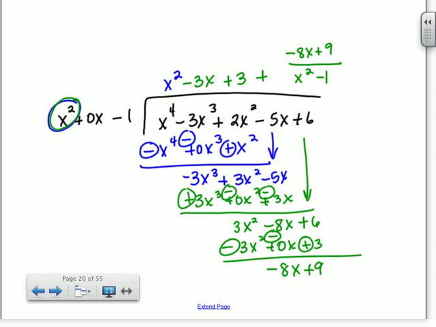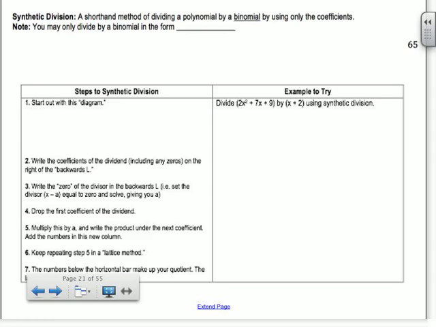All right, I wanted to show you synthetic division before I set you guys loose for your nice long fall break. So synthetic division is a shorthand method of dividing a polynomial by a binomial. A binomial has two terms, and it has to be in the form x minus a. So for example, like x minus 3, or x plus 5, or x minus 1/2. Those are all in that form. You cannot have like 2x minus 6.